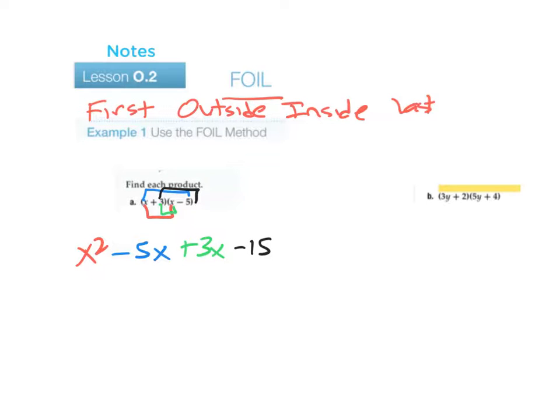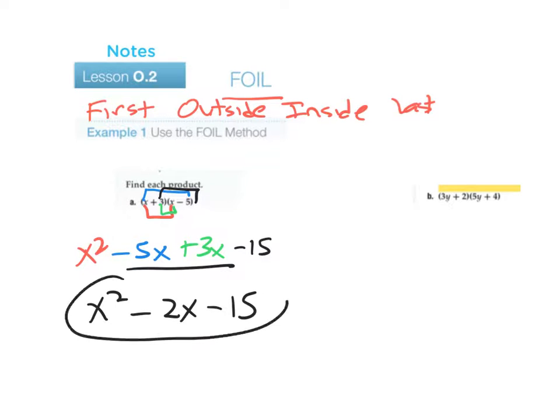So first, outside, inside, last. And then I combine like terms. These two are like terms, so everything else will stay the same. So that becomes a negative 2x minus 15. And so I have my polynomial now by using the FOIL method.